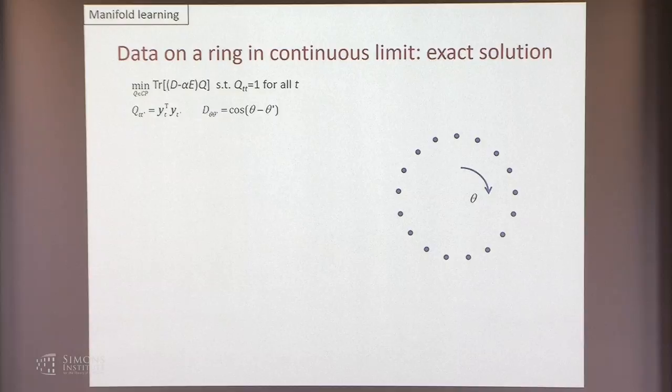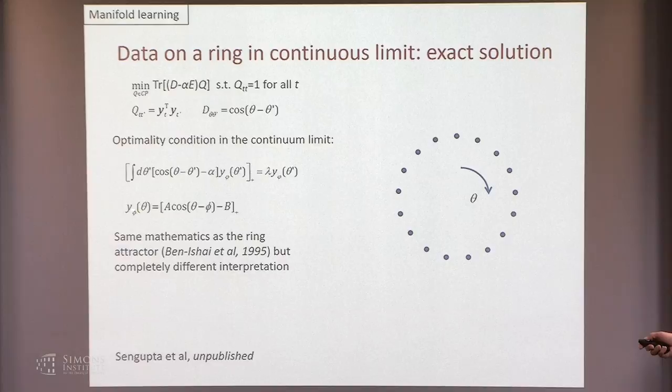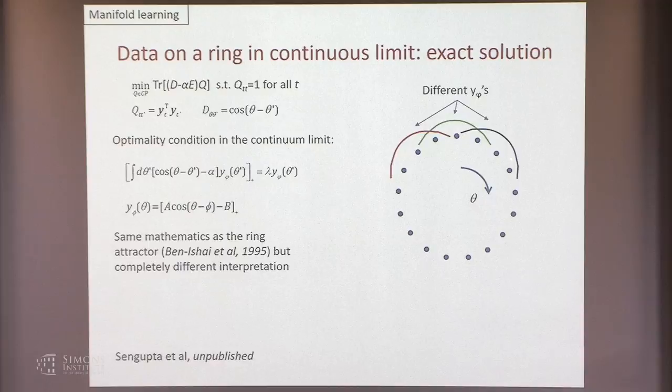I'm not going to go into that, but some of you will recognize the solution. The solution is that the activation of each neuron for the continuous representation is simply a thresholded cosine. So these would be the place fields of individual neurons indexed by their centroid phi, and we can show that these are exactly cosines. Amazingly, this is the same math as for the ring attractor. It's exactly the same math, but the interpretation is completely different.